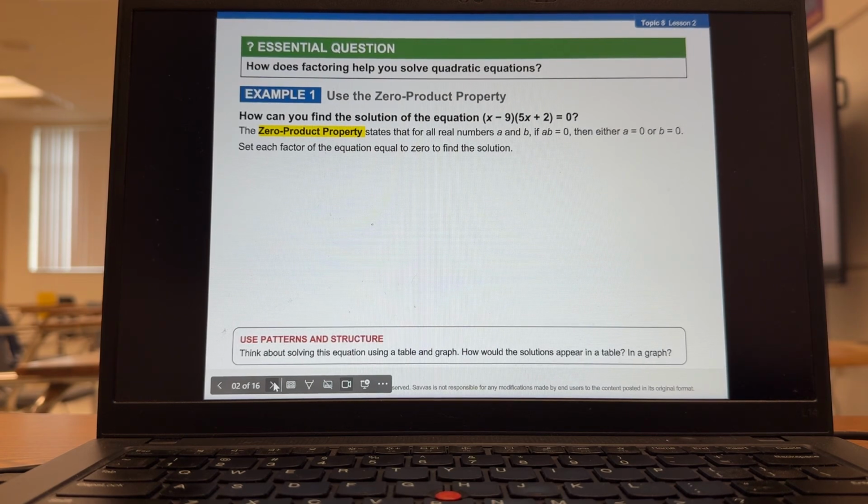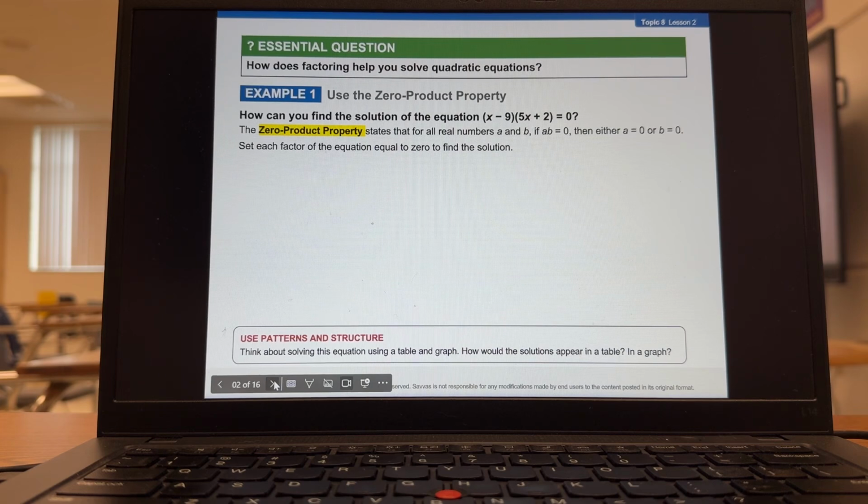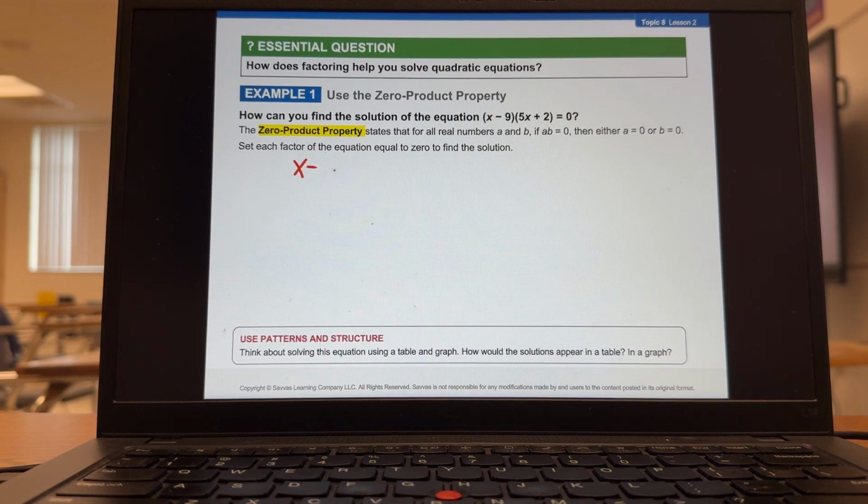So, using factoring, you need to factor it into two binomials, as it's shown here, x minus 9 times 5x plus 2. It has to equal 0. Then once you have it factored, you use the zero product property, which states that for all real numbers a and b, if ab equals 0, then either a equals 0 or b equals 0. So now you would separate them into two separate equations and solve them as simple one-step, two-step equations.